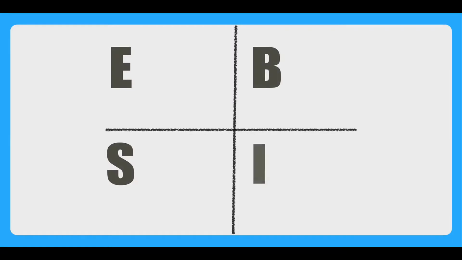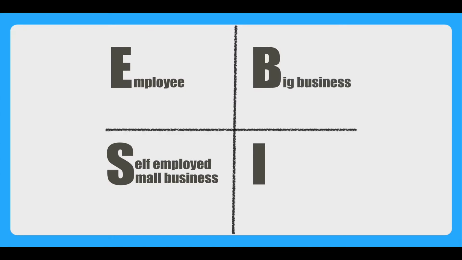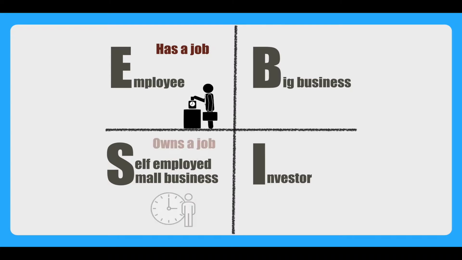Now, in Robert Kiyosaki's book, The Cash Flow Quadrant, Robert outlines the 4 different quadrants in which people typically earn their income. We have the E quadrant, which stands for employee, S, which stands for self-employed or small business, B, that stands for big business, I, which stands for investor. An employee has a job, and a self-employed person owns a job.